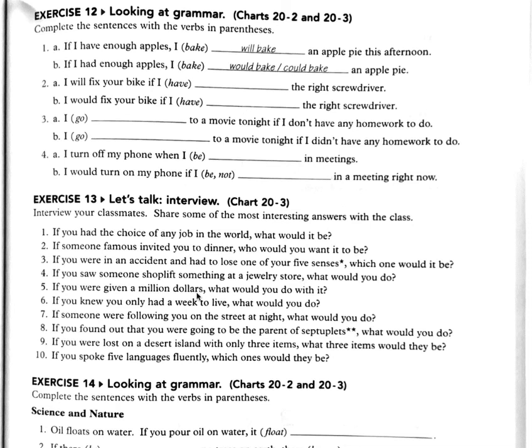Number 3. If you were in an accident and had to lose one of your 5 senses, which one would it be? If I were in an accident and had to lose one of my 5 senses, I would want it to be my sense of smell or my sense of taste. Because you need your eyes, your sense of sight. You need to hear, your sense of hearing. You need to be able to touch and feel things. So you need that tactile sense. So either sense of smell or the sense of taste.